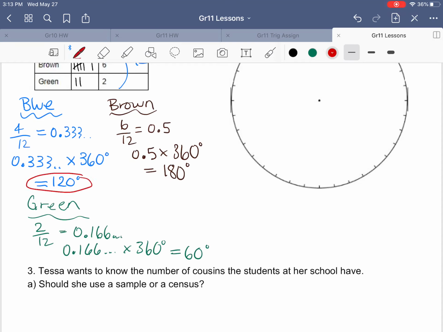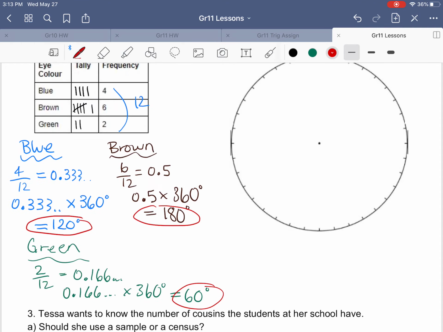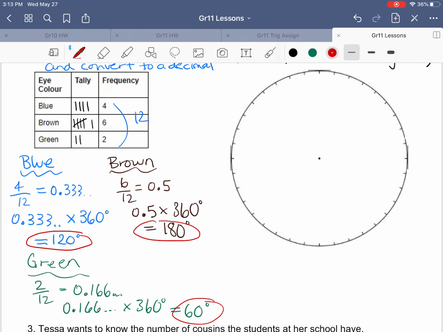So we have blue represented by 120 degrees, brown represented by 180 degrees, and green represented by 60 degrees. We're going to take all of that information and we're going to put it onto our circle graph. So what we're going to start off by doing is I'm going to try and keep it simple. I'm going to start off with the brown eyes, even though that was the second one I did. That's 180 degrees or half of our circle. So you should use a ruler to do this. Okay, I've split our circle in half.